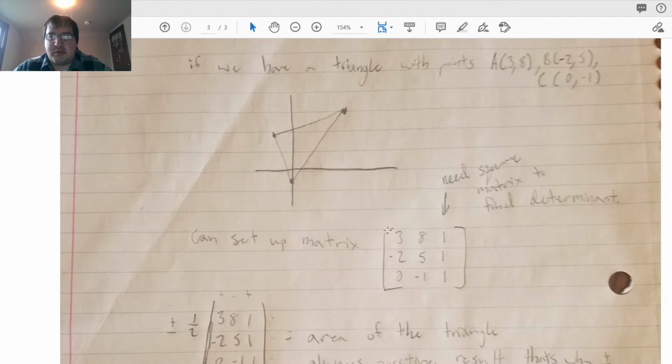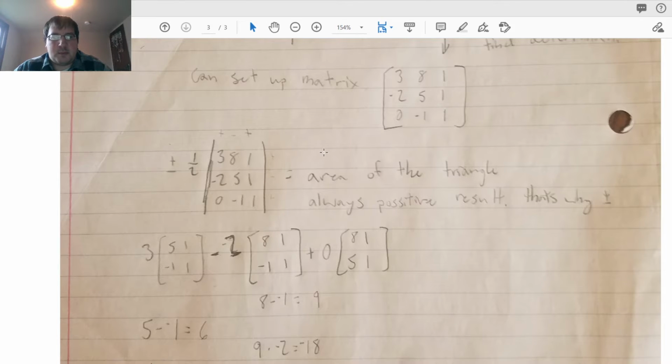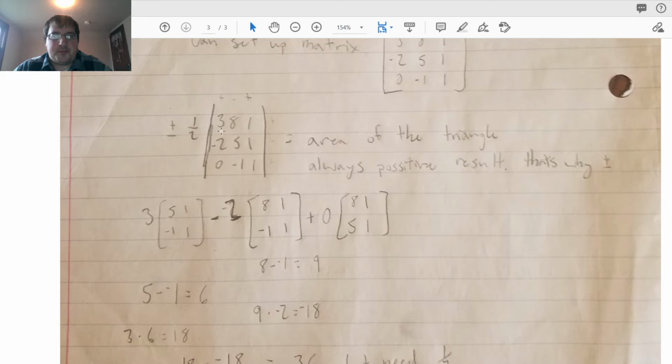If you put these into a matrix with the coordinates, so 3, 8, -2, 5, 0, -1, we're adding 1 into this column because for finding the area, we need to find the determinant, and we have to remember that you need a square matrix to find a determinant. And so the area of the triangle is going to be 1/2 of the determinant of this matrix.